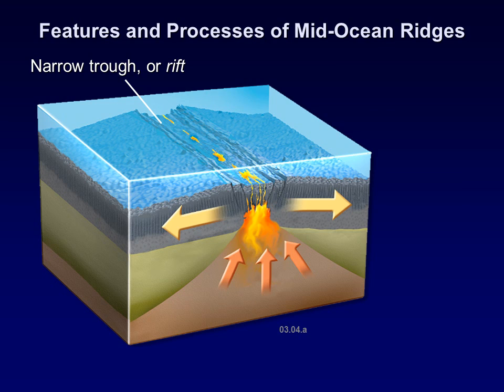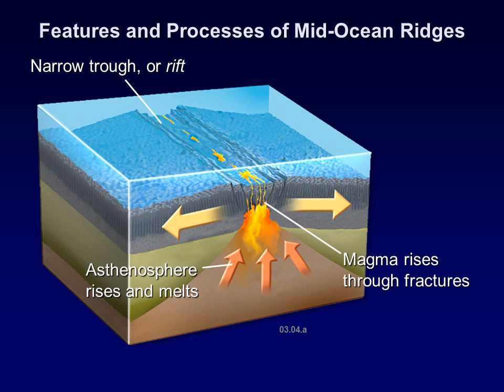So the features that are found at the oceanic ridge: right at the center we have a narrow trough or rift, and I would like for you to note this on the blank image in your notes. So we've got a little block diagram in your notes, and I'd like for you to label the parts of this mid-ocean ridge. Right at the center is the narrow trough or rift, where we have these arrows pointing to this red material. The asthenosphere rises and melts.